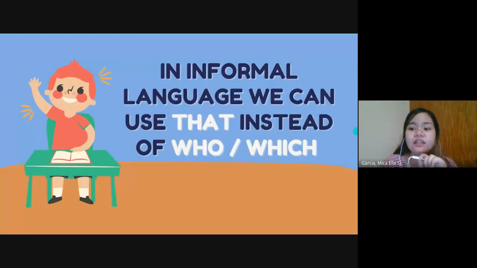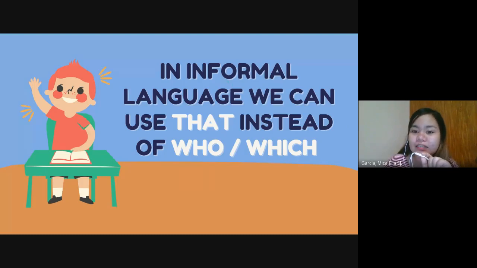Okay. Note that in informal language, we can use that instead of who or which. So in informal language, instead of using who or which, we can substitute it with the word that. Again, in informal language only.